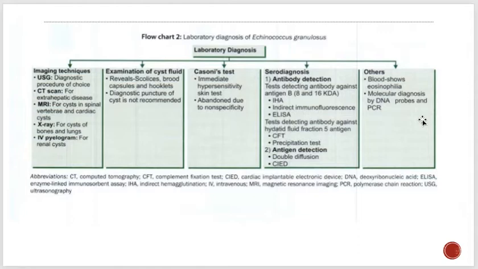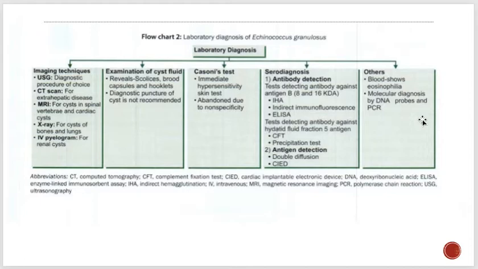Nowadays, CT scans and MRIs are used a lot in clinical settings, and they are useful in detecting the cyst. When we do these investigations, typical features of the cyst can be seen, including the germinal membranes, internal septa, and daughter cysts inside the main cyst. And of course, we can go for serological tests, but simply not Casoni's test.